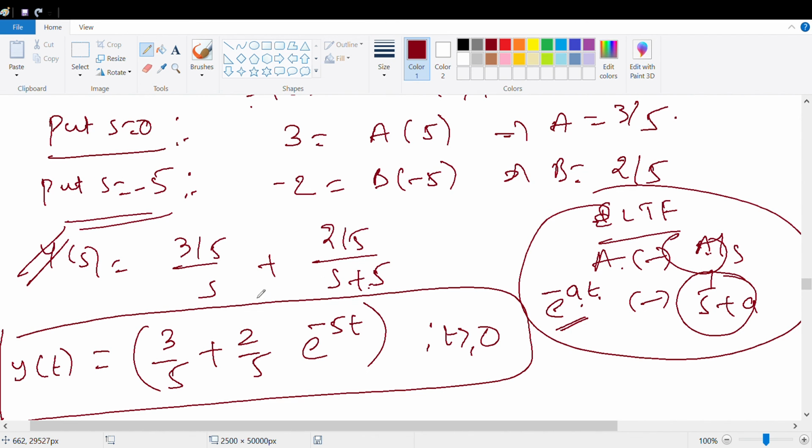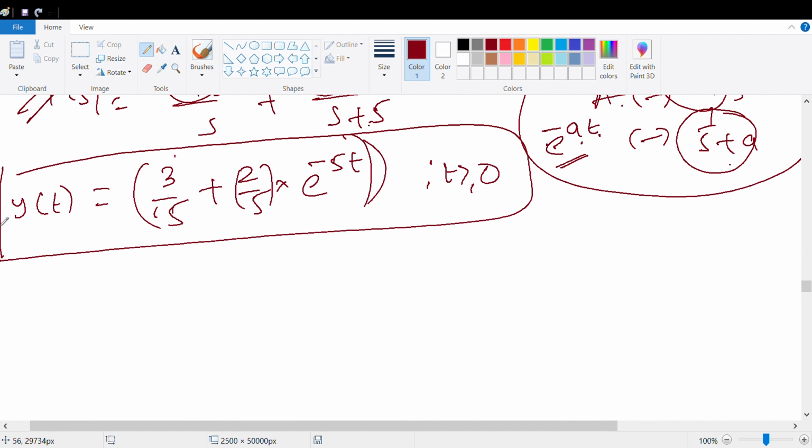So for A by s, A is 3 by 5, plus 1 by s plus, so 2 by 5 taken common, just written on the left side. 1 by s plus a means 1 by s plus 5, so e power minus 5t. So this is the final response y of t.